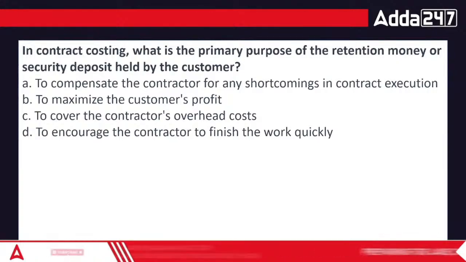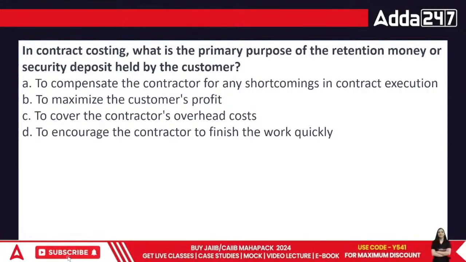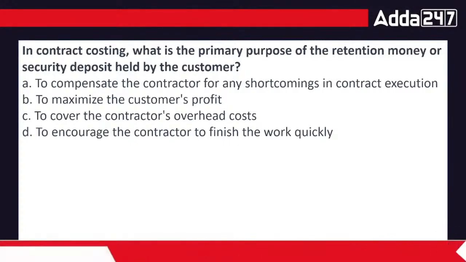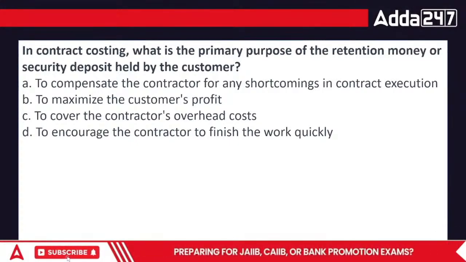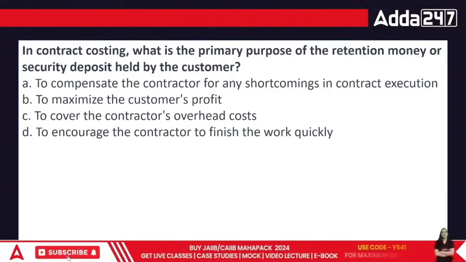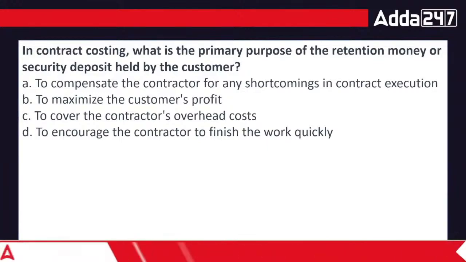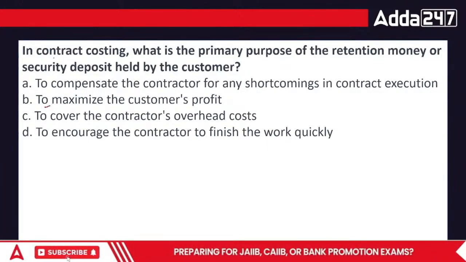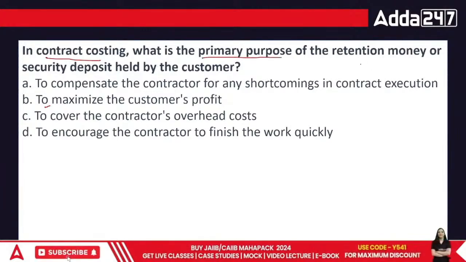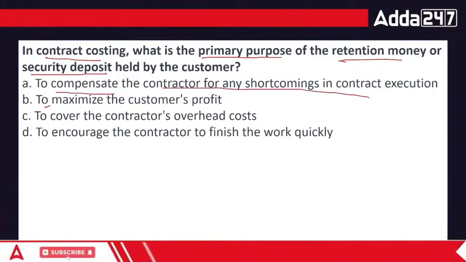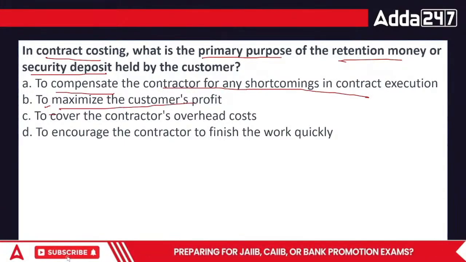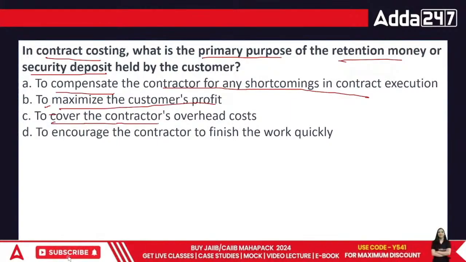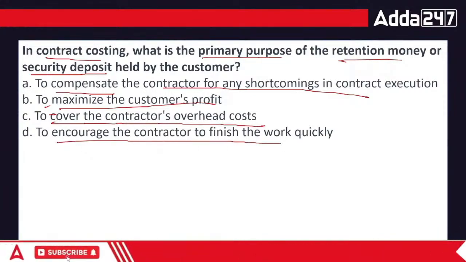What will happen in this case? If we allow them to do the work as and how they want, there is a major risk involved. What is the major risk, everyone? Maybe they'll just take the money, but they won't work or give the particular quality. That's why we always retain a part of the money, isn't it? So, in contract costing, what is the primary purpose of retention money in terms of security deposits? To compensate the contractor for shortcomings, to maximize the customer's profit, to cover the contractor's overhead, or to encourage the contractor to finish quickly.